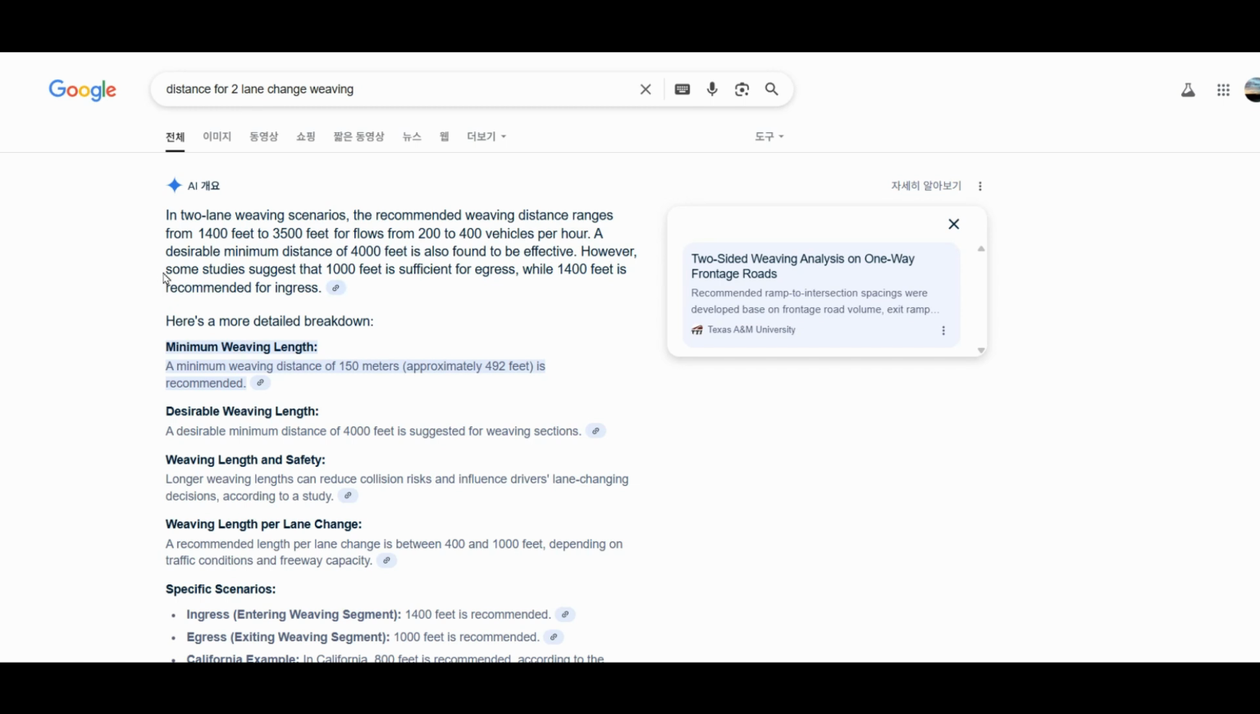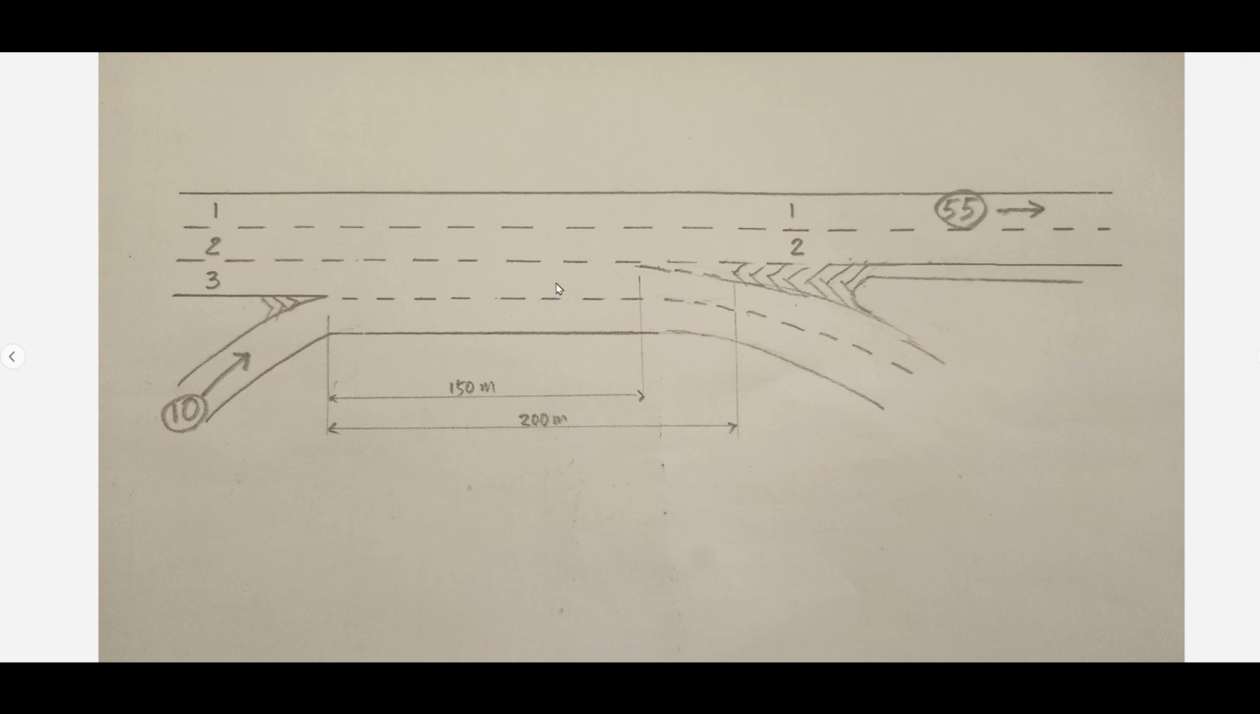It also says some studies suggest that 1,000 feet is sufficient for ingress, while 1,400 feet is recommended. Anyway, let's take the number 1,000 feet. That's almost the same as 300 meters. How was it? 300 meters, and originally 150 meters. That's only half. Okay, let's take the number 200. How much is it? Only 2/3. Isn't it great?